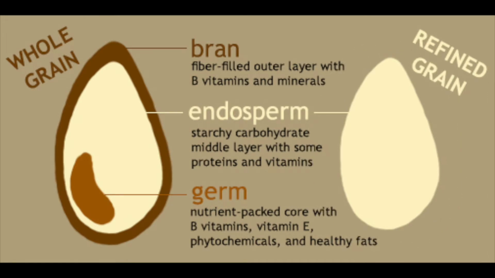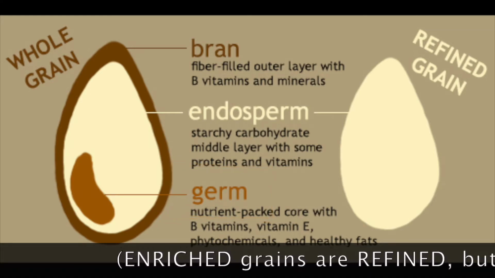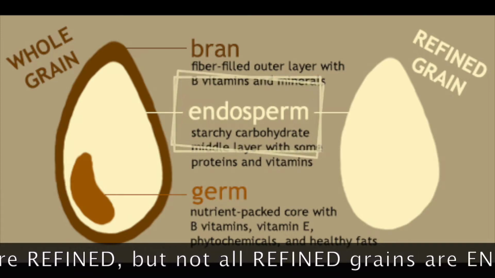All grains start from a seed. Whole grains have all 3 components of the seed intact. The bran, which is the outer layer, the endosperm, which is the middle layer, and then the germ, which is the very tiny center. And then we have enriched, which just contains that second layer, which is the endosperm.